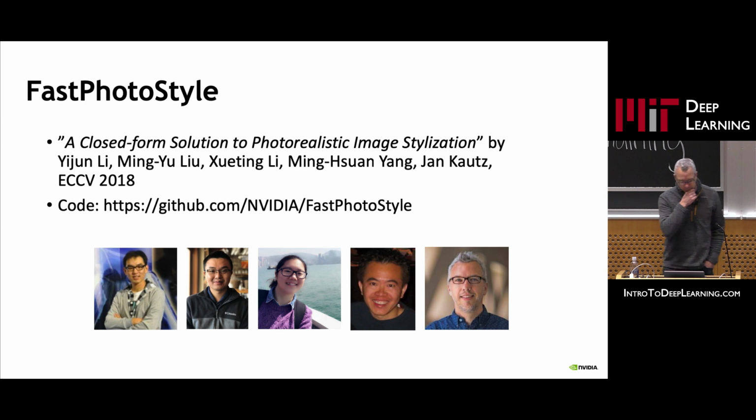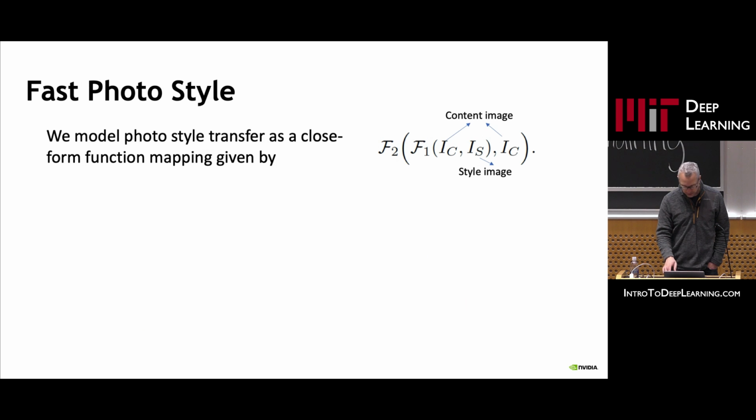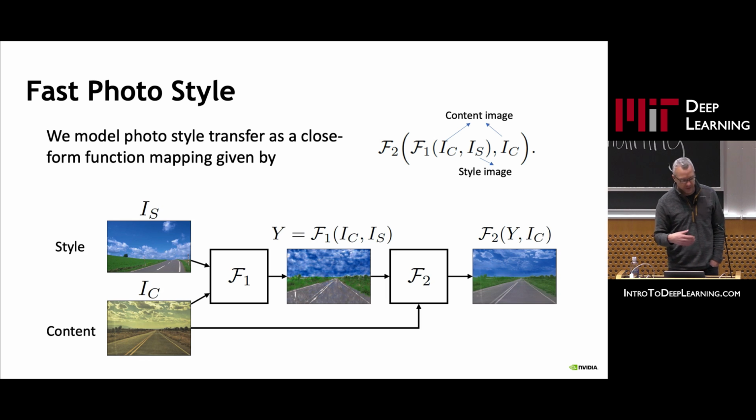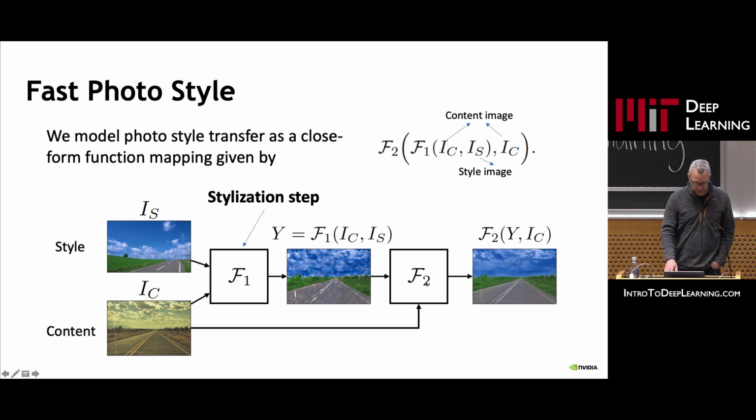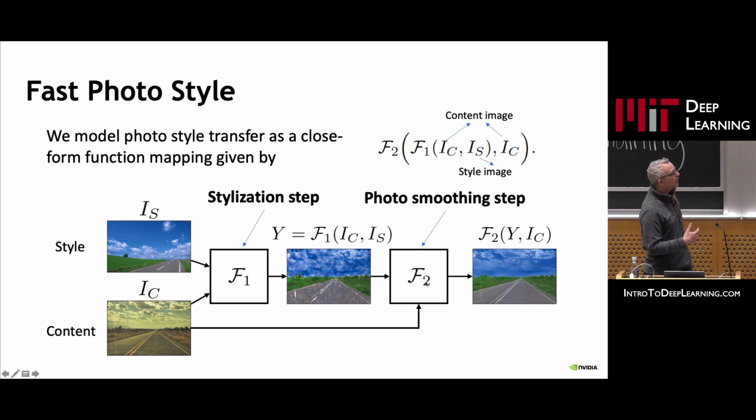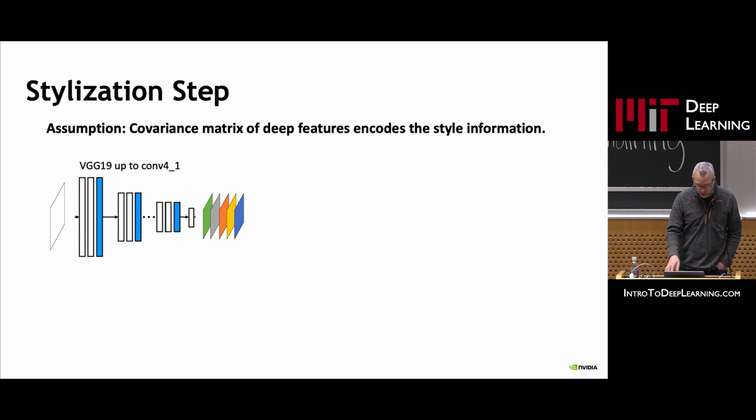And the work we've done was just recently published at ECCV, and it's a two-step process. So we model this photographic style transfer as a closed form function, and we apply two functions. So it's function F1, function F2. The first function applies the style photograph, and that's neural network based. And it does okay, but it leaves some artifacts. And then we apply a second function. The first one we call the stylization step, and the second one we call a smoothing step to get rid of some of the wobbly artifacts that you can see. So how does this work?